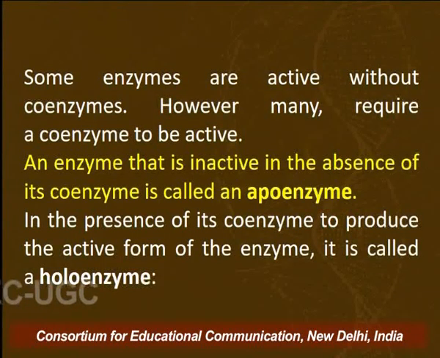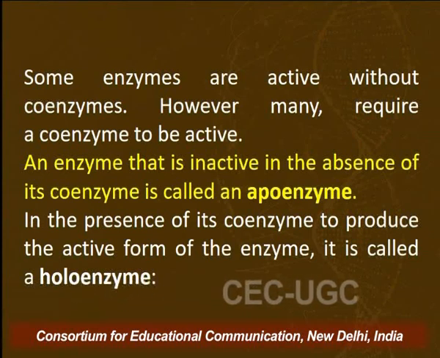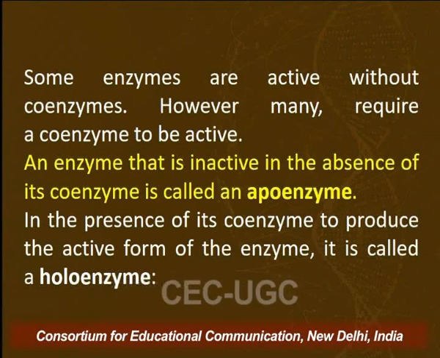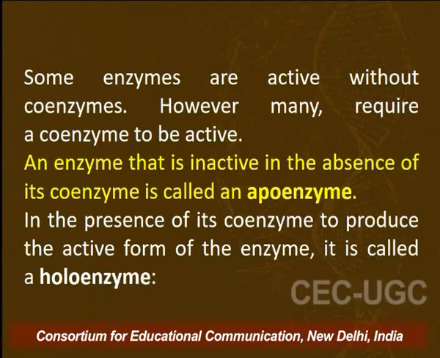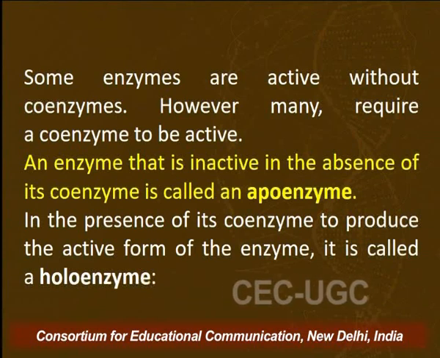Now some enzymes are active without coenzymes, but the majority of enzymes need a coenzyme to be active. When an enzyme is in an inactive state in the absence of the coenzyme, it is called an apoenzyme. When the coenzyme comes and binds to this apoenzyme, a conformational change occurs within the enzyme, and now the enzyme is active and is called the holoenzyme.